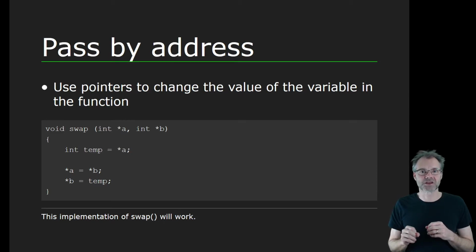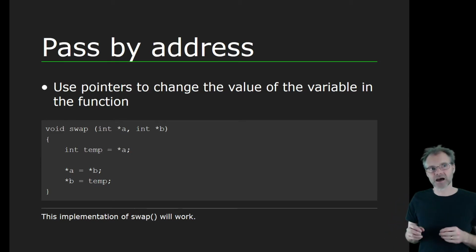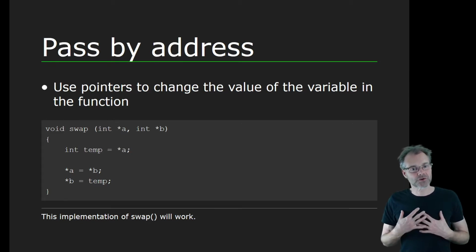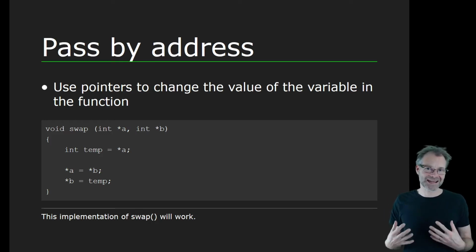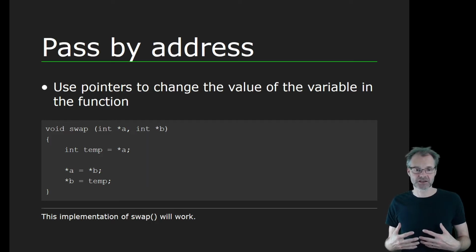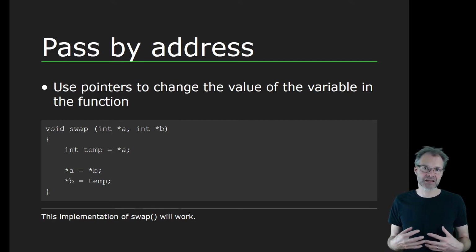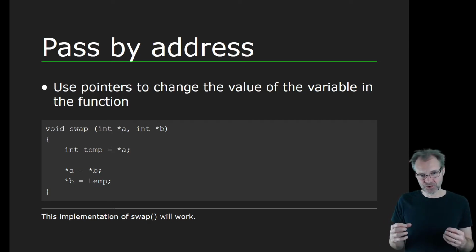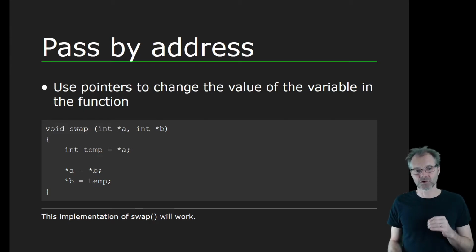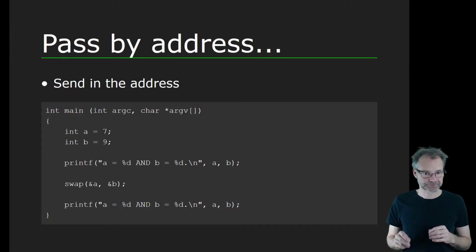So here we can do something. Some other programming languages have what is called pass by reference, where you can actually change the content of the variable, but C doesn't have that. But we can do more or less the same by using pointers, and we call this pass by address.